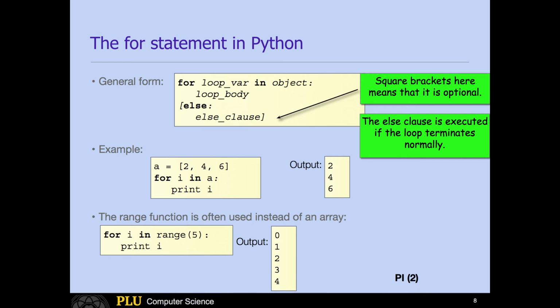And the sort of objects that we might loop over include lists. So this second example here was A is equal to [2, 4, 6]. We can say for I in A, and that just assigns I to 2 and to 4 and to 6. We also can use the range function to do a sort of counting loop, where I is in the range 0 through 4 by using this range of 5.